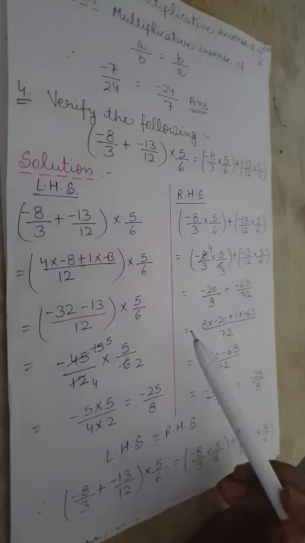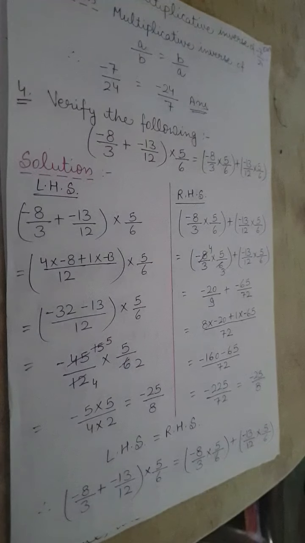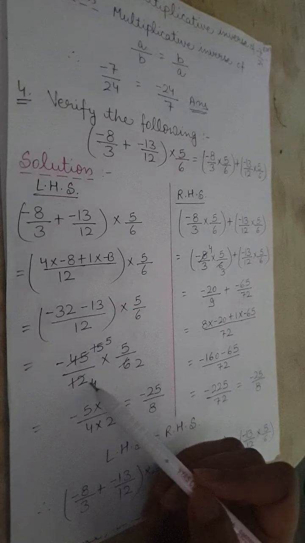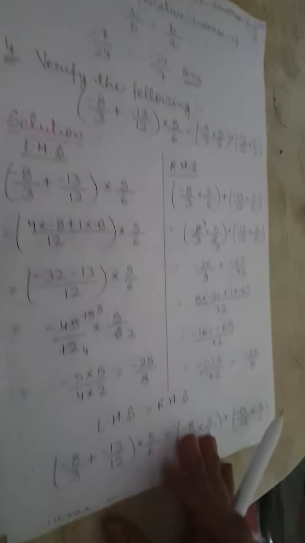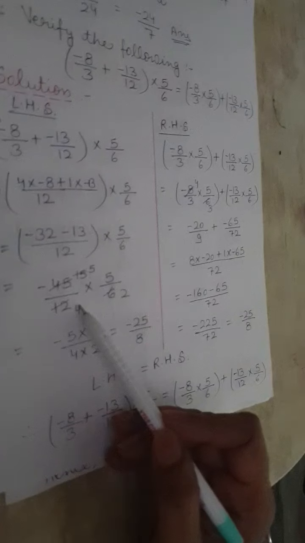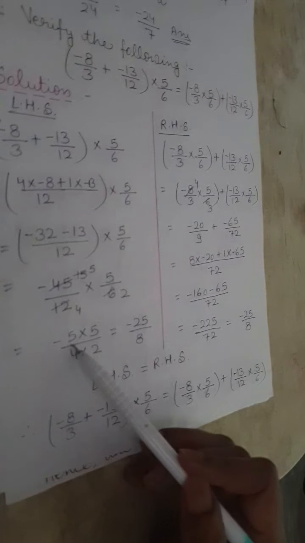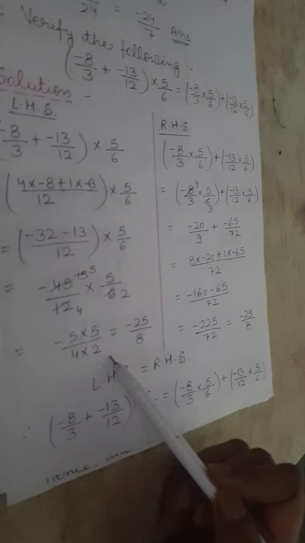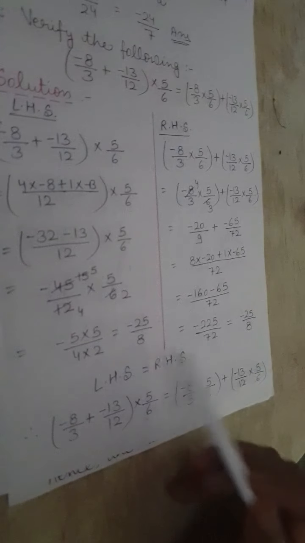Here both the terms are negative, so we should sum them. We should take their addition. So what we get? Minus 45 upon 12 multiplied by 5 upon 6. Now simplify them. Cutting by the table, what we get? Minus 5 multiplied by 5 divided by 4 multiplied by 2, that is minus 25 upon 8.